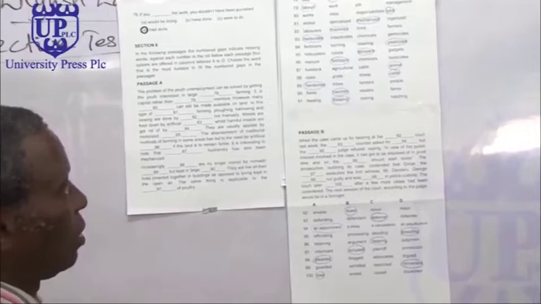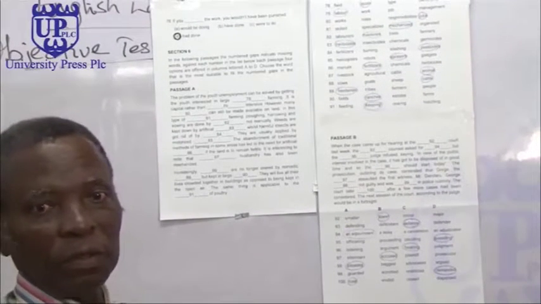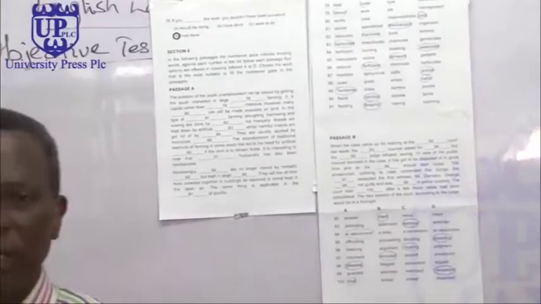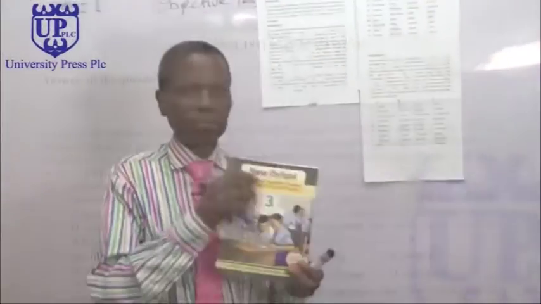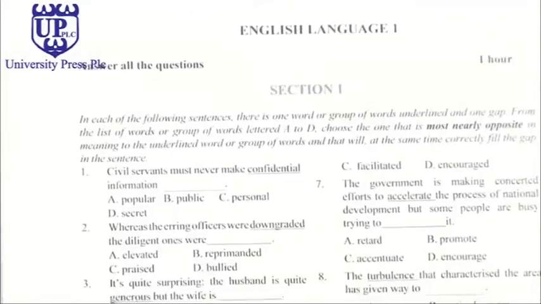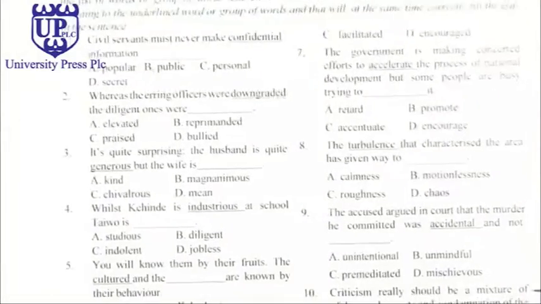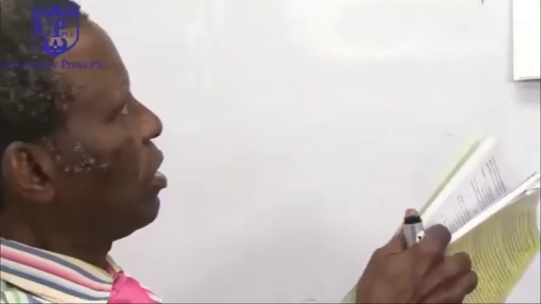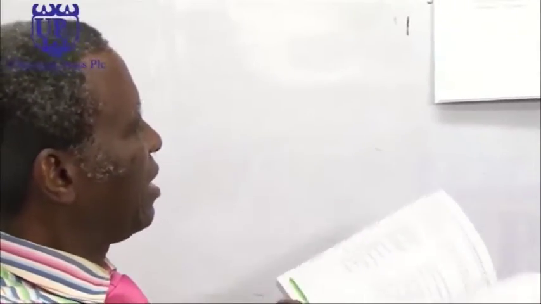We shall look at another set of questions taken from the New Oxford English Course for senior secondary school, published by Oxford University Press PLC. This one, book 3. Let's look at another set. This is a pattern of the SSCE. Actually, this set has been taken from book 3 of the New Oxford Secondary English Course for senior secondary school.